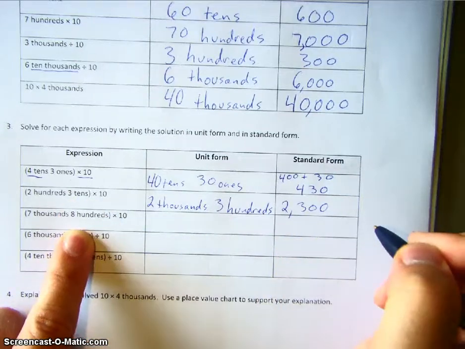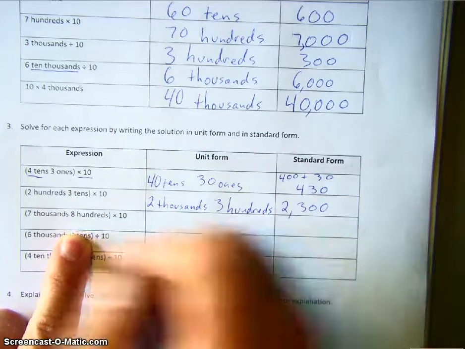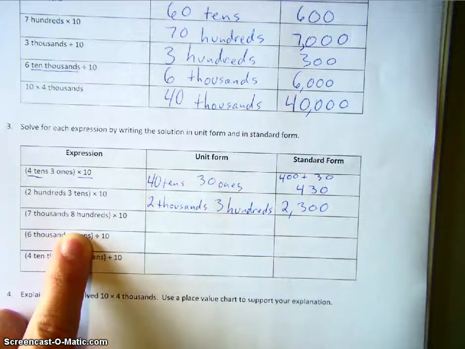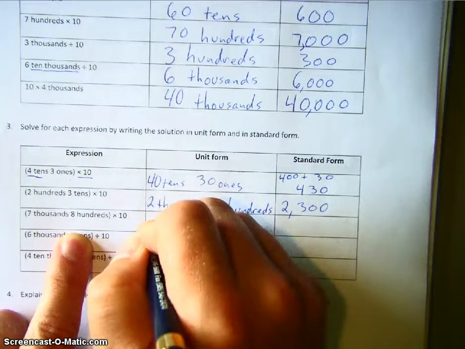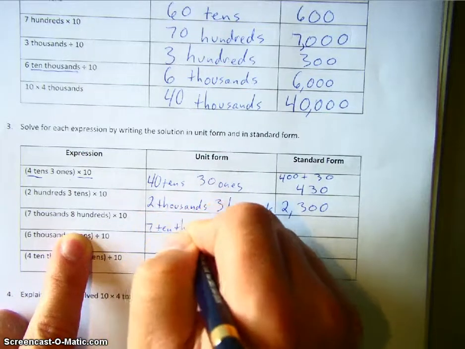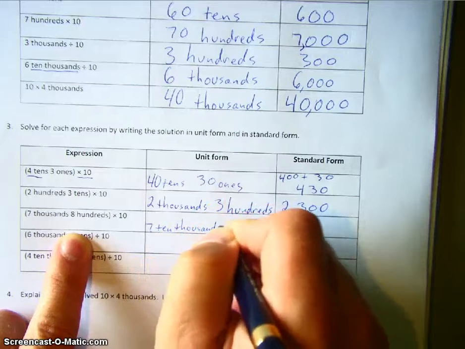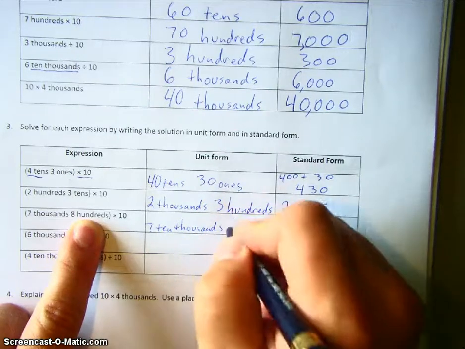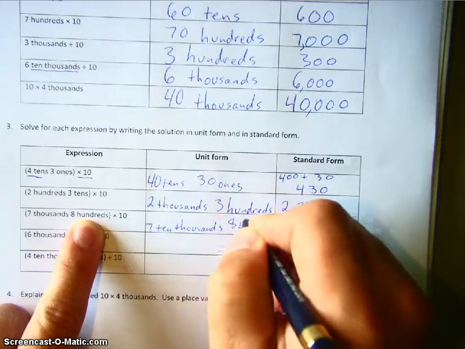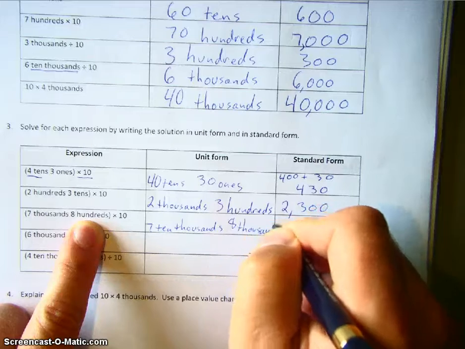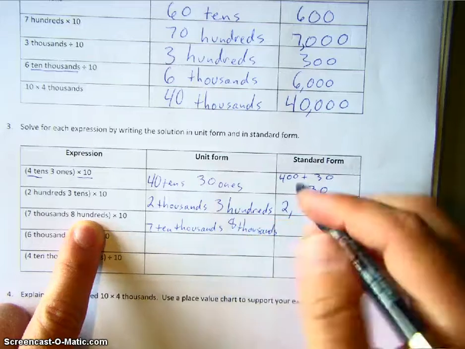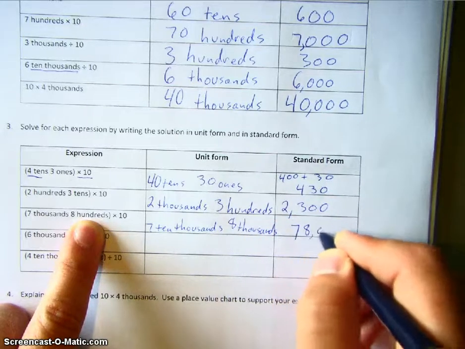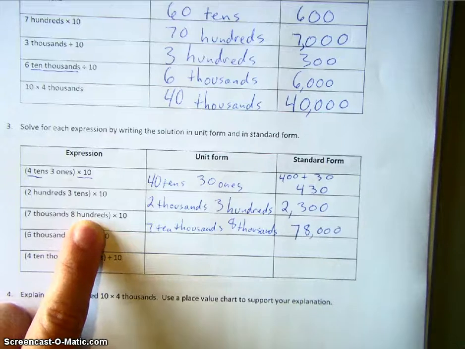Same thing with our next one, 7,000s times 10. So going to the left on our place value chart, our 7,000s becomes 7 10,000s. 800s, moving to the left on our place value chart, then becomes 8 thousands. So now when we go to write in standard form, we have 7 10,000s, 8 thousands, so we get 78,000.